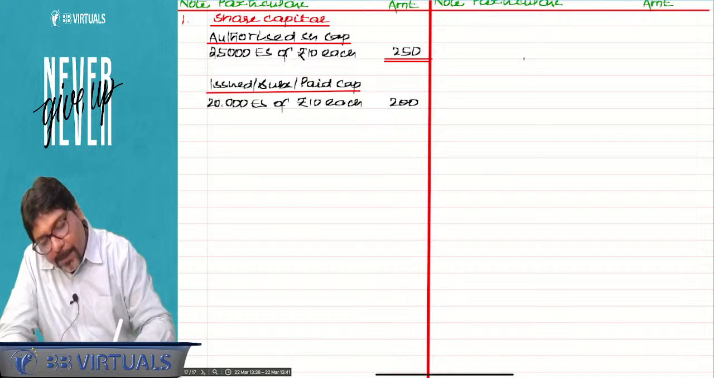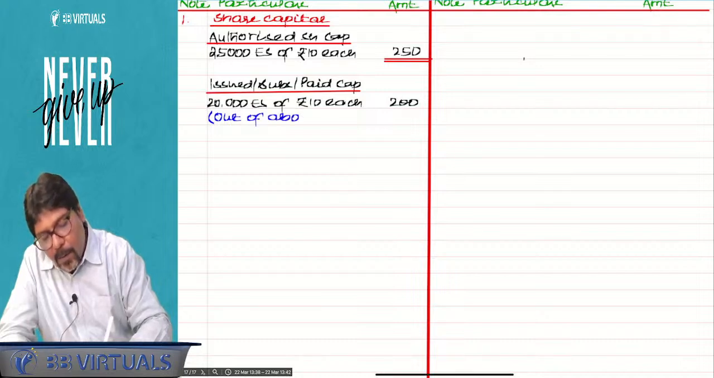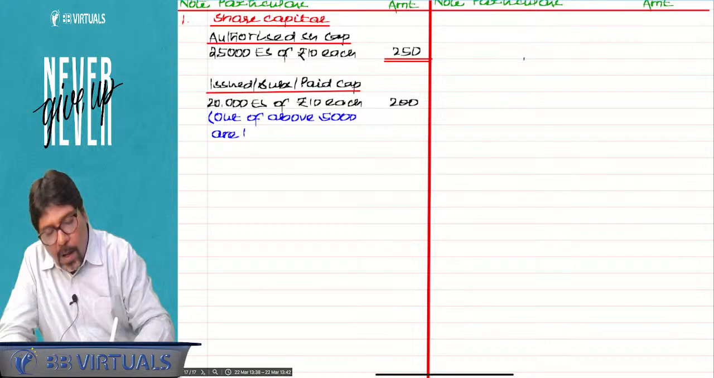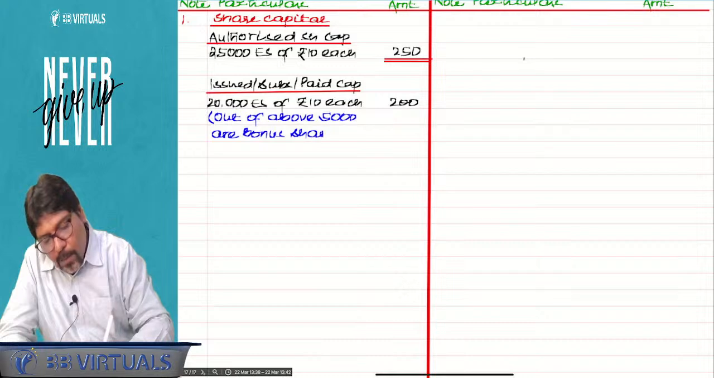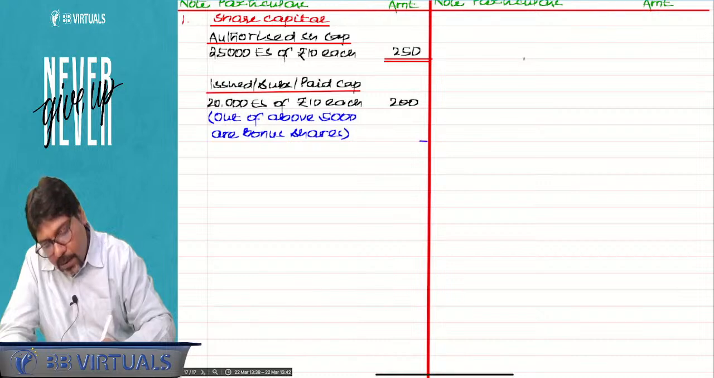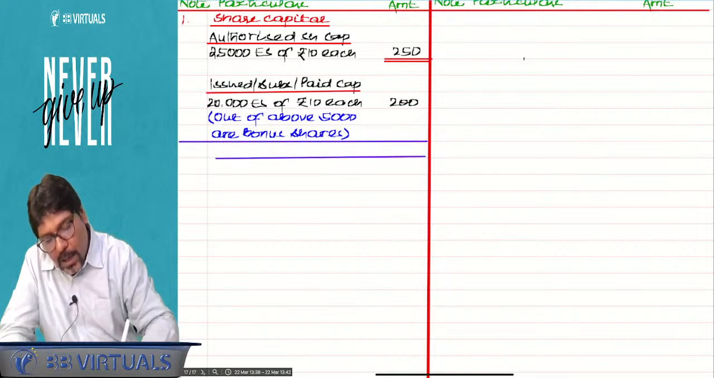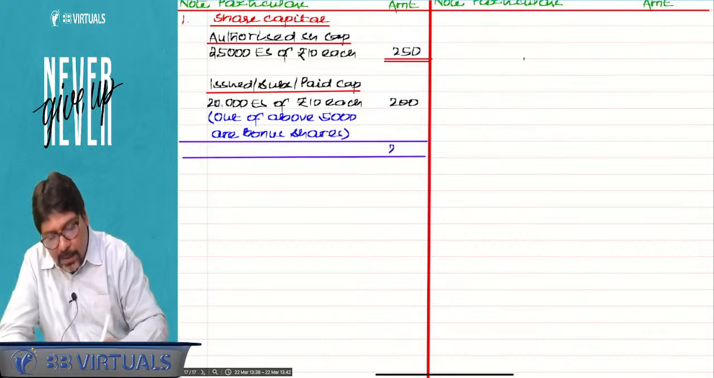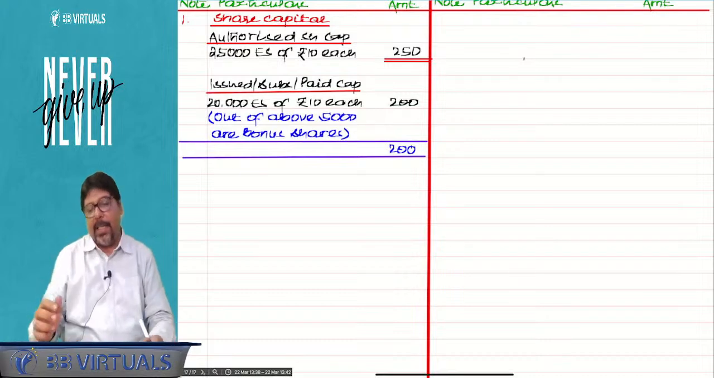We'll write over here, out of above 5,000 shares. Correct? Yes, sir. Total. Less 200. Correct? Yes.